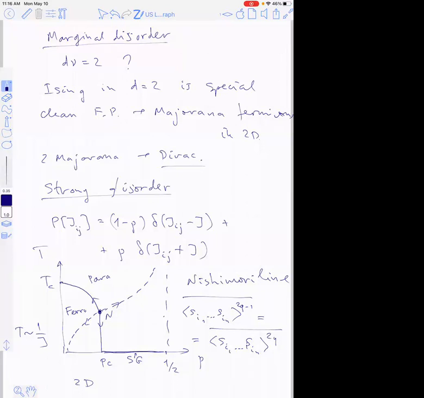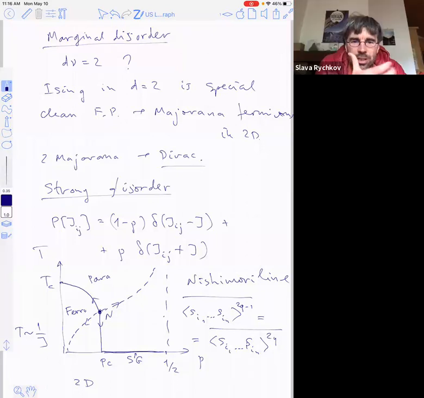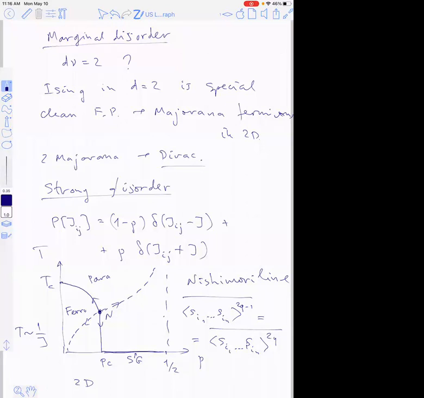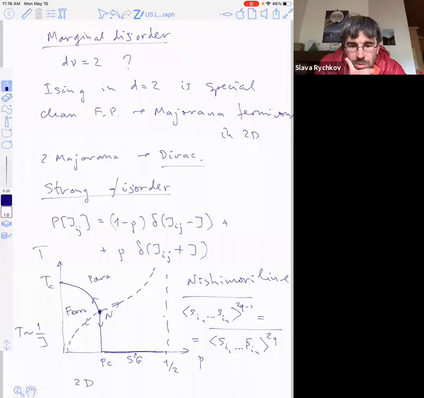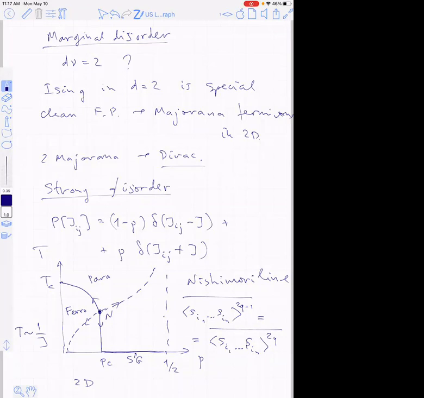But actually, I remember the diagram with the Nishimori point. Where is the usual bond? The Nishimori point exists in any D, as far as I understood. Right? Yes, it does exist in any D. That's correct. But for example, in 3D there is also the usual weak disorder fixed point.